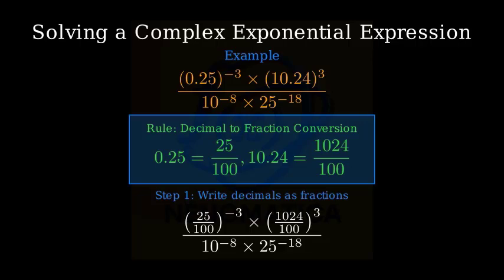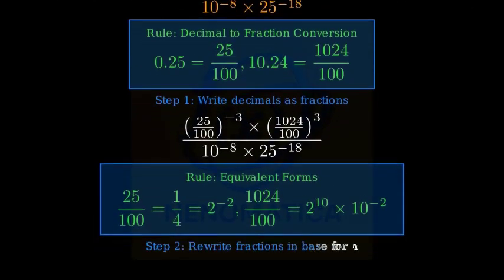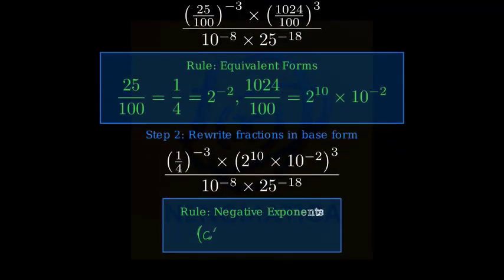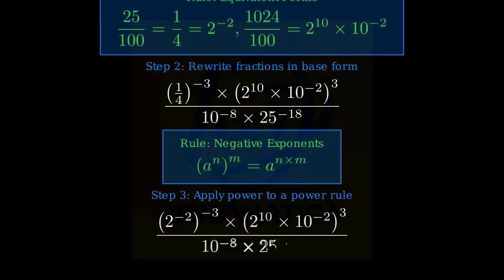Now, let's simplify further. We'll rewrite 25 over 100 as 1/4, which is 2 to the negative 2 power. We'll also rewrite 1024 over 100 as 2 to the 10th power times 10 to the negative 2 power. Now, let's use a power property. We can rewrite 1/4 as 2 to the negative 2 power. So 1/4 to the negative 3rd becomes 2 to the negative 2 to the negative 3rd power.